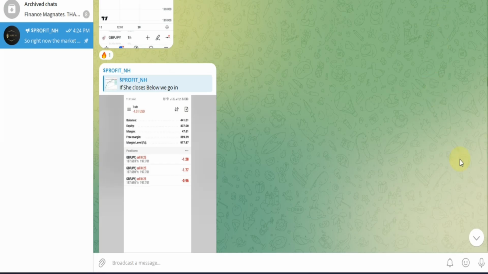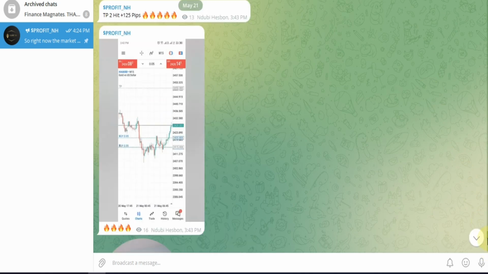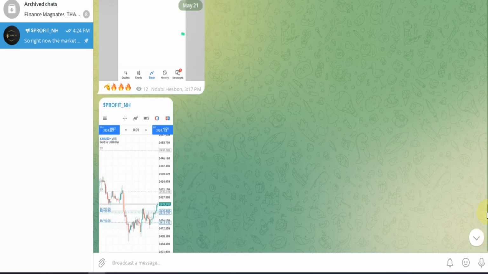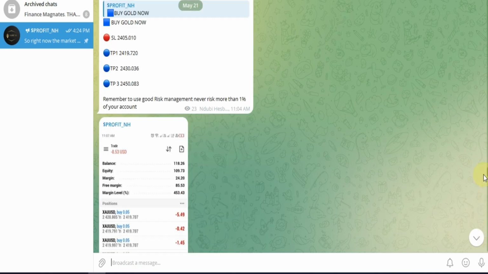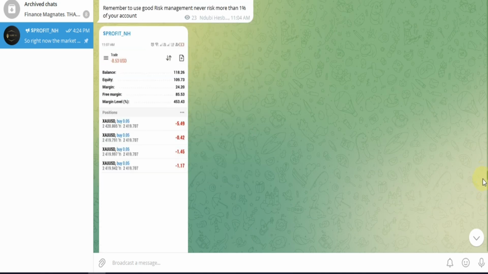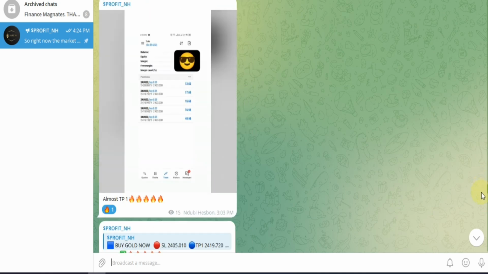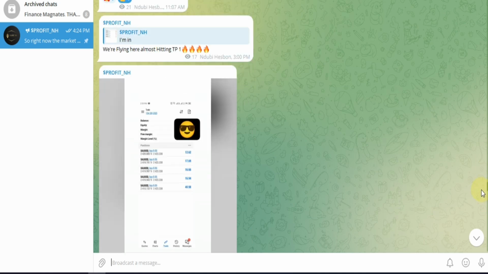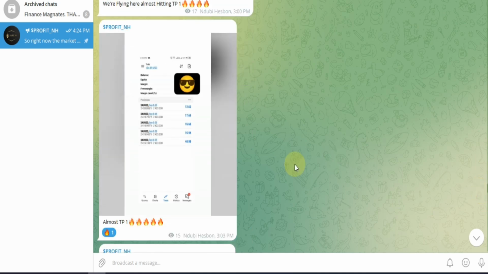I shared all these entries in my free Telegram channel. This is my free Telegram channel where I shared all those entries that I've been explaining. So this is the first entry that I did share. Let me show you. I gave them this signal. I told them to buy gold at 24. The stop loss was to be at 24.05. That was our take profit all the way there. Then we took our entry at this point. You can see my entry at that point. Then we were in profit after a few minutes.